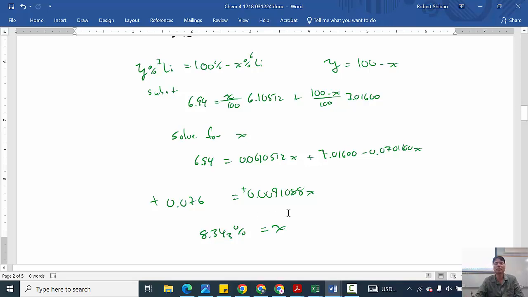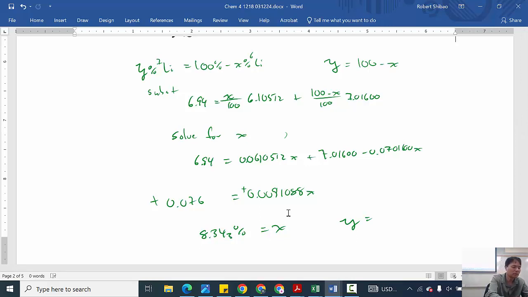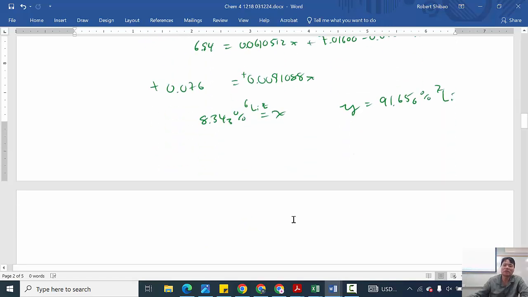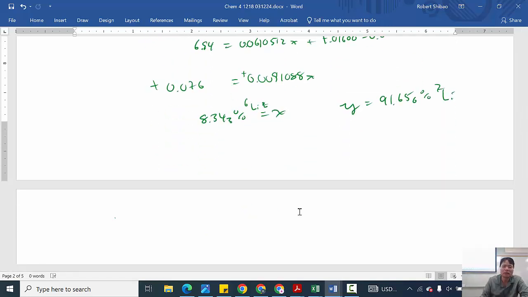And therefore, the y is going to be 100 minus that: 91.656%. So my x was lithium 6 in this case, and my y was lithium 7. And then I double check my answer. We always want to double check the answer. It's the atomic mass, which is supposed to be 6.94. That's a fact. Does it come out to 6.94?